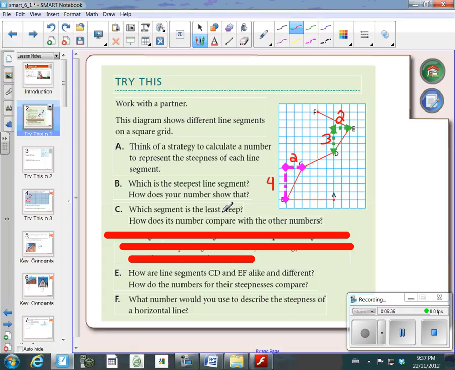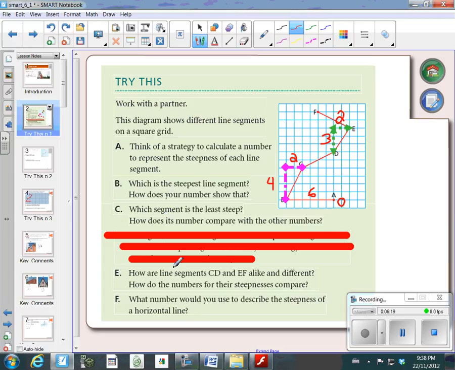Part C, which is the least steep? Well, least steep would be the line that has no slope, which would be this line over here from A to B. How does its number compare with the other numbers? Well, this line doesn't have a rise. It just has a run: 1, 2, 3, 4, 5, 6. So we'd say that there's no rise, which is 0, and then there's a run, or just a move over by 6. So I'll put 6 here. So it definitely is the least steep.